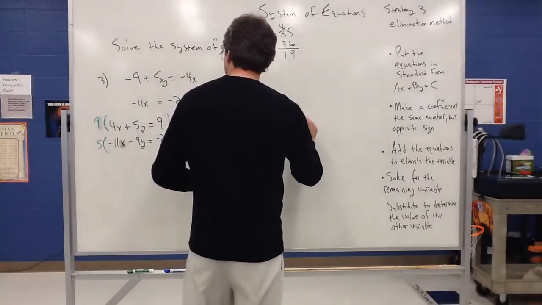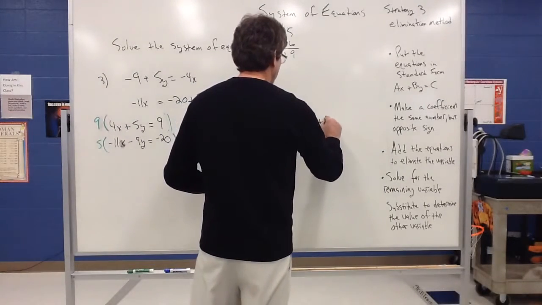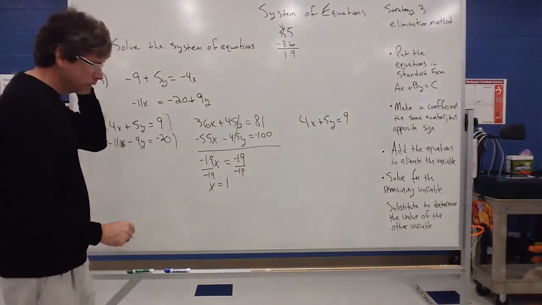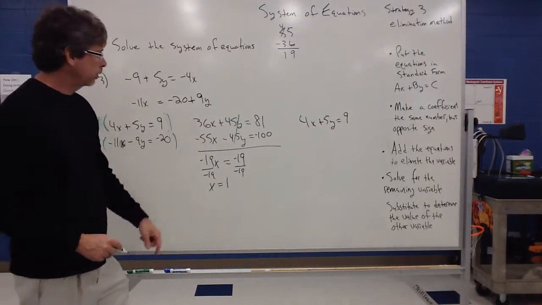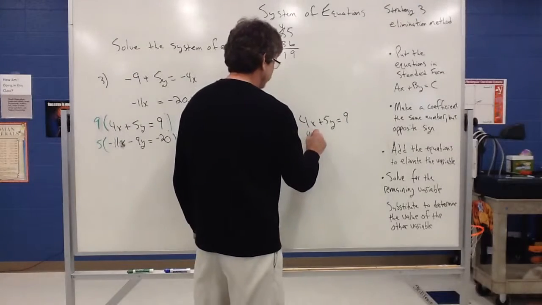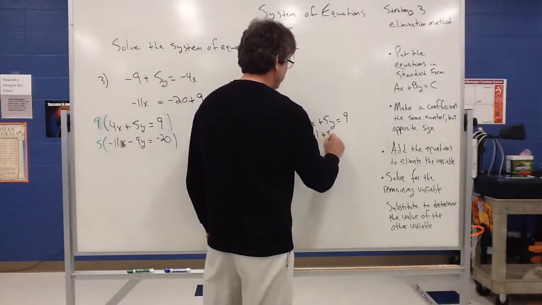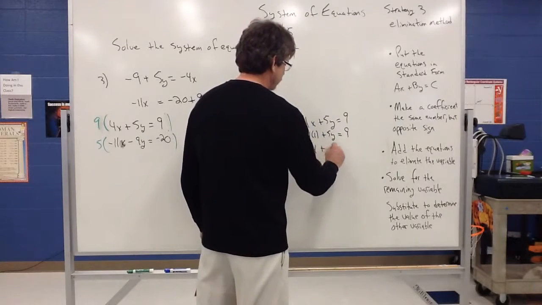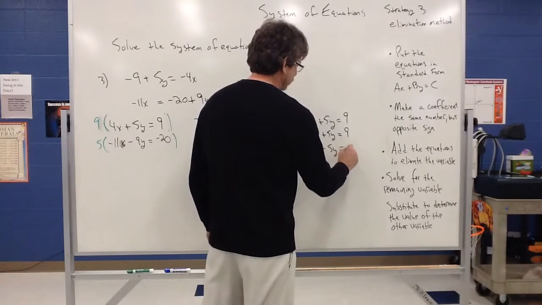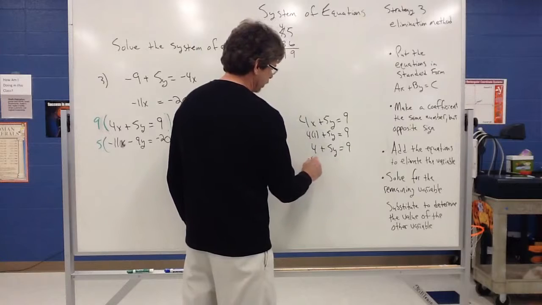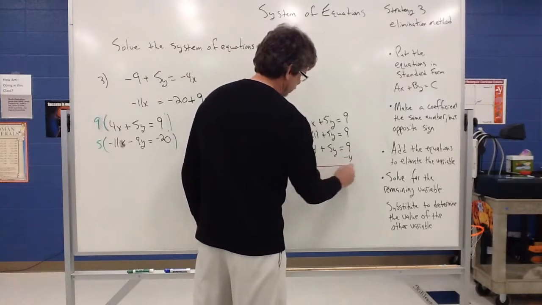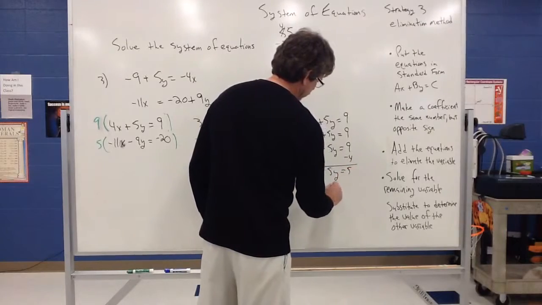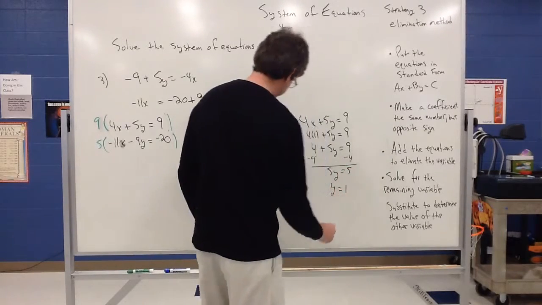So I'm going to come over and rewrite 4x plus 5y is equal to 9. I like the standard form equation. I'm going to replace x with a 1. So 4 times 1 plus 5y is equal to 9. So 4 plus 5y is going to equal 9. I can put a negative 4 here and a negative 4 there. 5y is equal to 5, and y would of course equal 1.